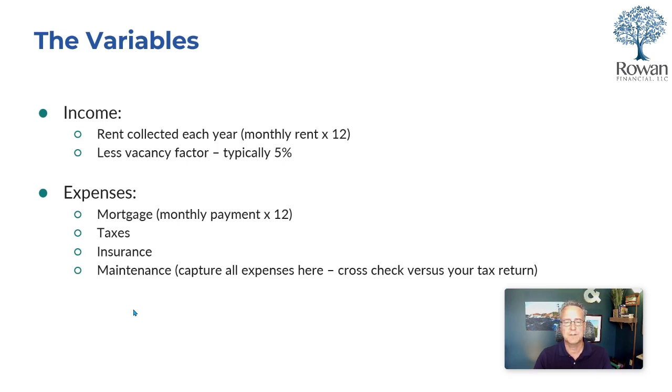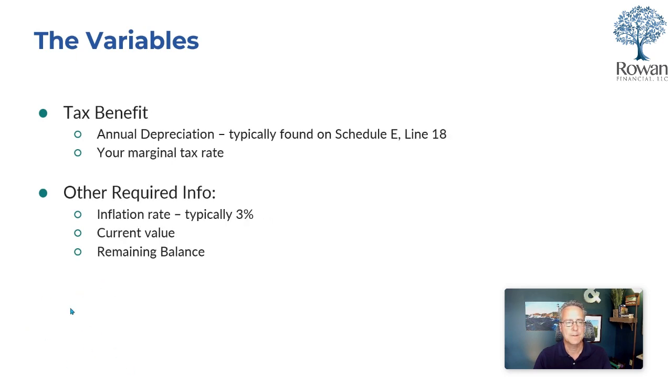Most people put in 5%. You may make this higher if it's your first property or uncertain how this will perform. Expenses, we're going to look at your monthly mortgage payment, but multiply that by 12 to get the annual value. Taxes, insurance, maintenance, we're going to make sure we're capturing all expenses here. Your property manager, any house meters for utilities, snow removal, lawn cutting, tax prep, all that good stuff. A tax return or your bookkeeping software are good places to cross-check these things.